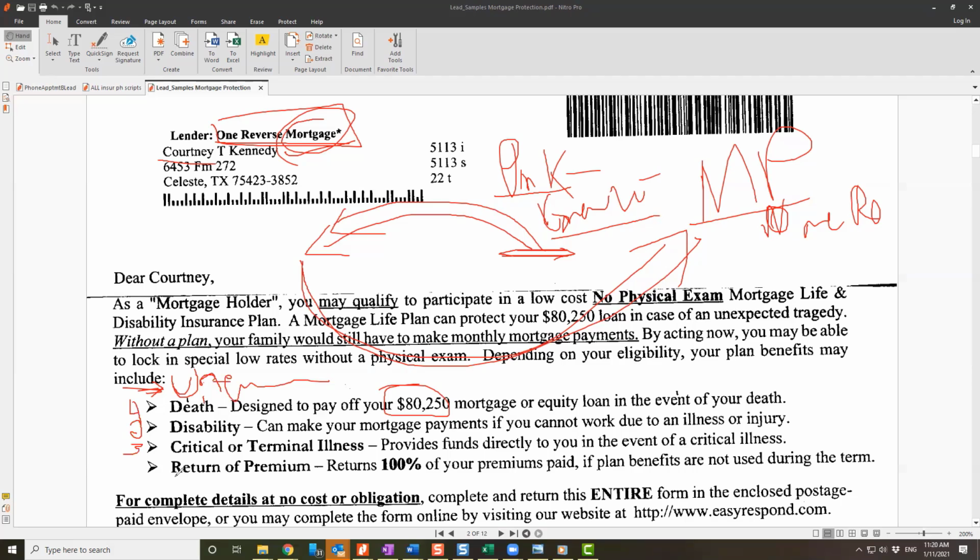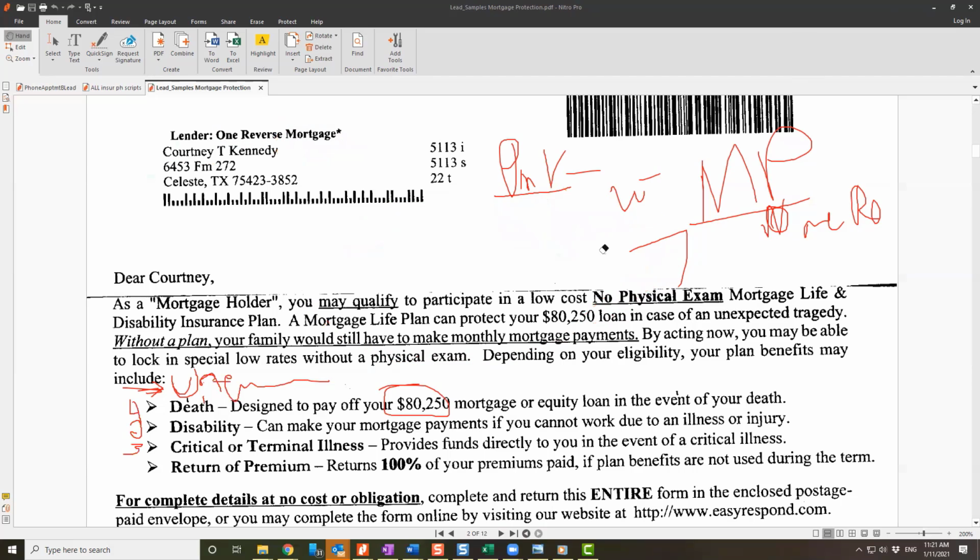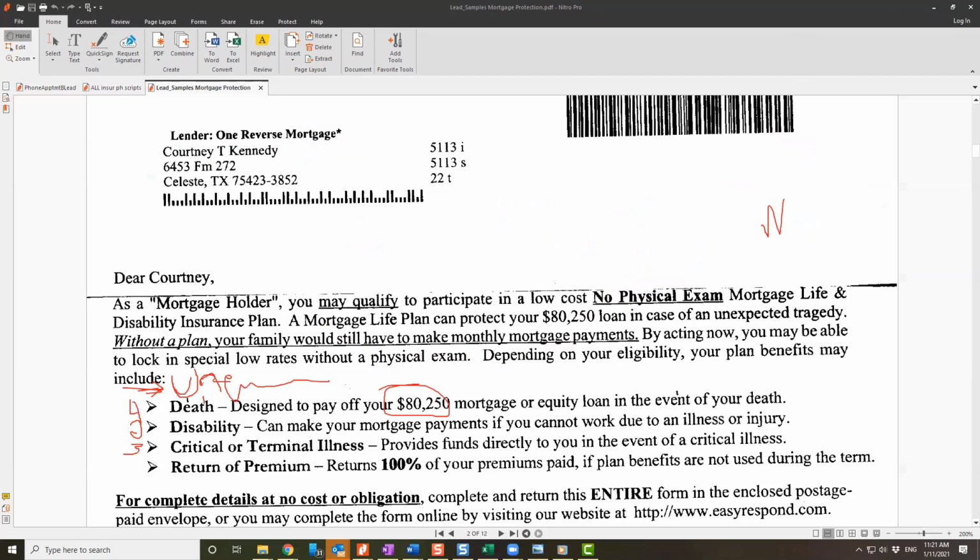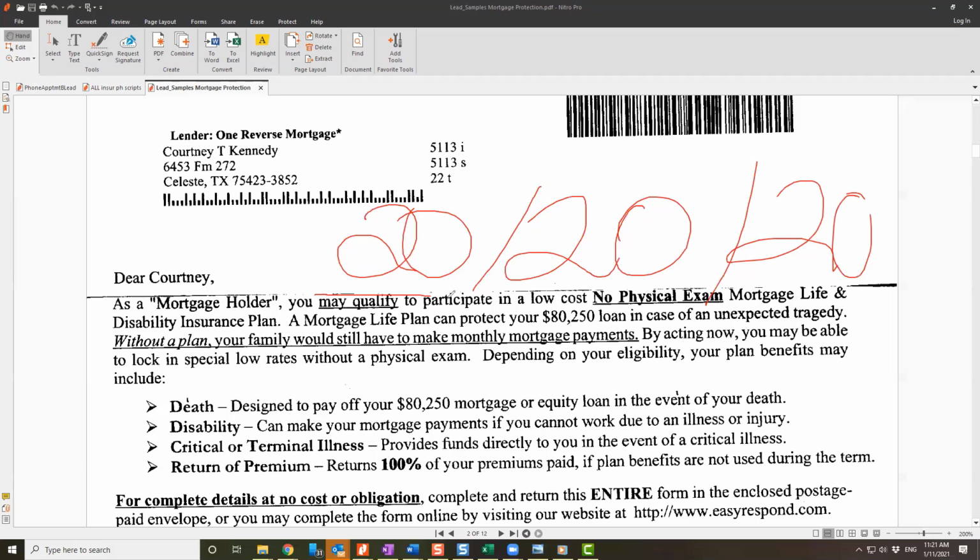Perfect. All right. So that's the first part of the script. The second part, obviously, is going to be the rebuttal: well, I already got it, or I decided not to. And this is why we came up with our 20-20-20 system. Each one of these really gives you the opportunity as a phone caller to build trust.